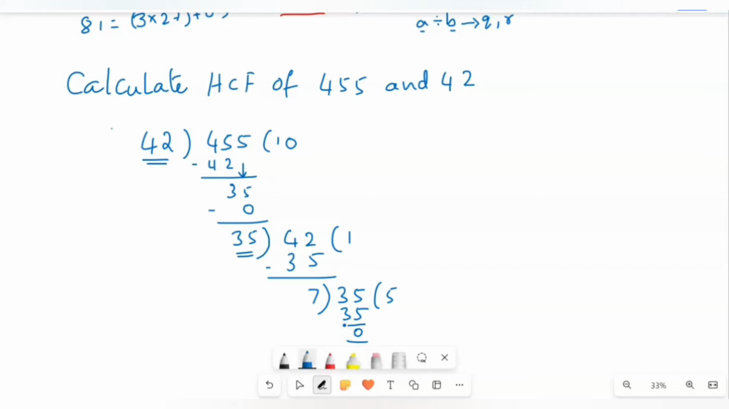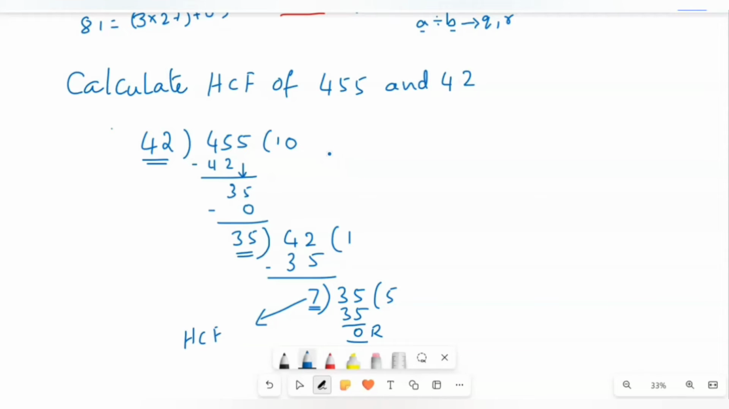So what do you mean by this? At this stage where you got the remainder as 0, the divisor at this stage, we call it the HCF. Right? So now let us see, for each division we will apply the division lemma, the theorem, Euclid's division lemma.